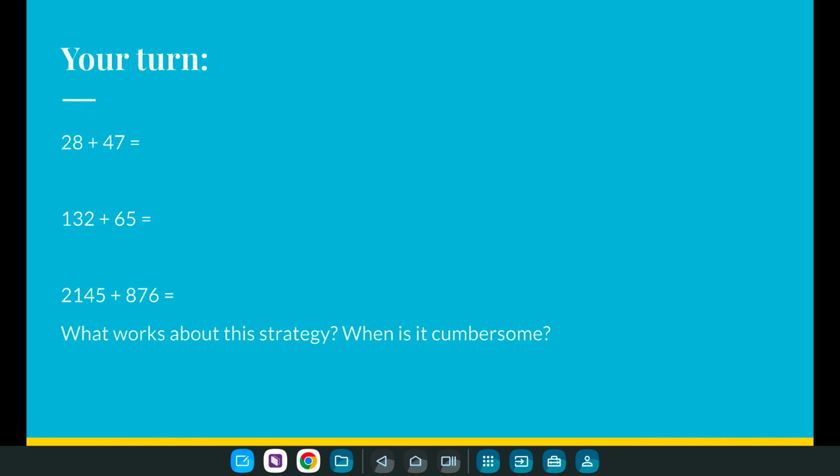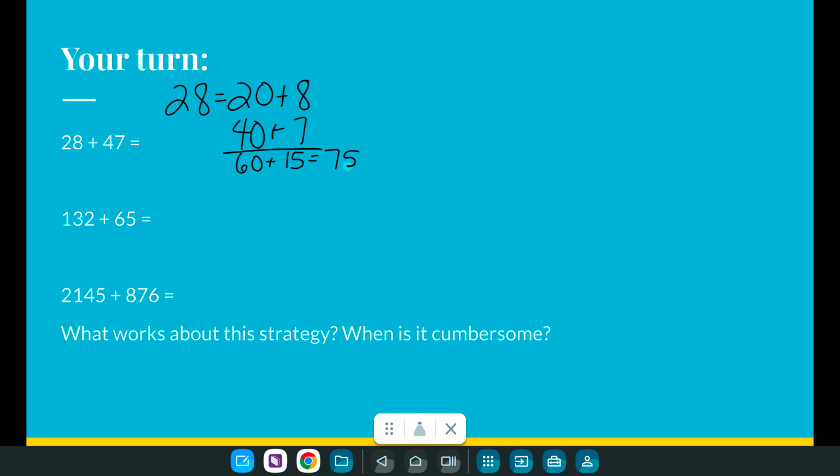All right, if you need more time, feel free to press pause. We're gonna keep moving through these strategies though. So 28 plus 47 would look something like this. Okay. 132 plus 65 can get a little hairy.